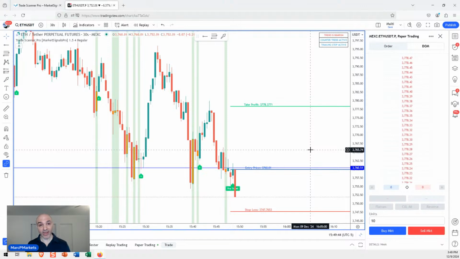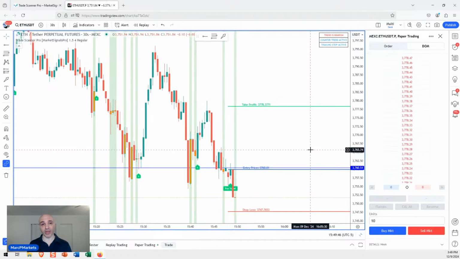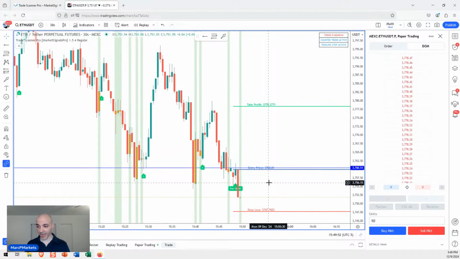And again, remember, I'm fighting the momentum here. This is not a bullish trend that I'm buying. I'm buying this bearish momentum, which is going to be harder to do, and I don't want to keep taking stop losses.